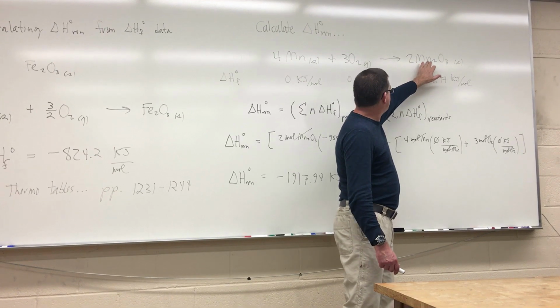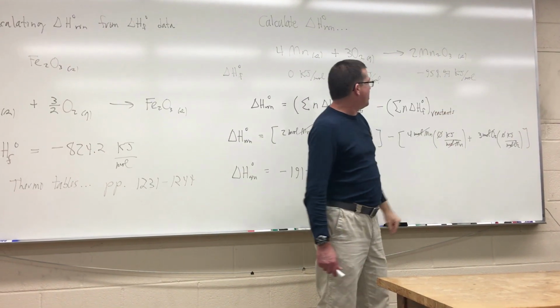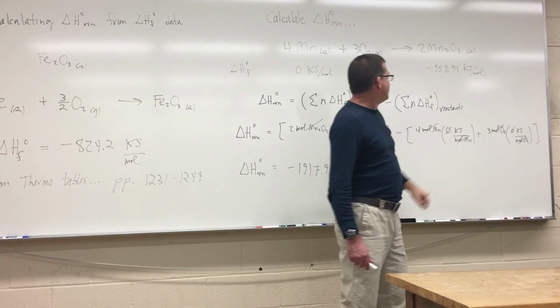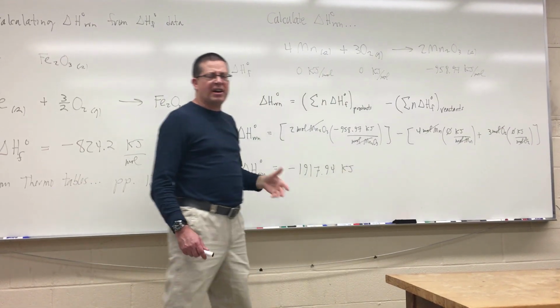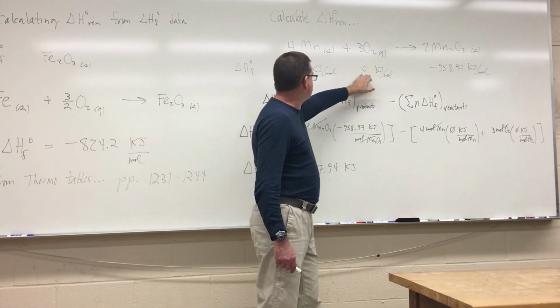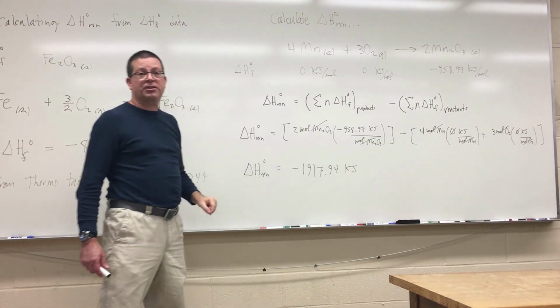So I looked up the delta H of formation for this compound in the table, and I got a value of minus 958.97 kilojoules per mole. So you guys can go to the table and actually verify that. You could also verify these values as well. They'll also show up in the tables.